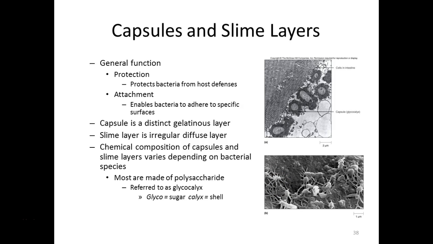The composition, what they're made up of, depends really on the bacterial species, or, in the case of yeasts and eukaryotes, just depends on the organism. The most common, though, is a sugar, a polysaccharide, sometimes referred to as a glycocalyx. Glyco meaning sugar, calyx meaning shell, right? So they have this sugar shell around them.